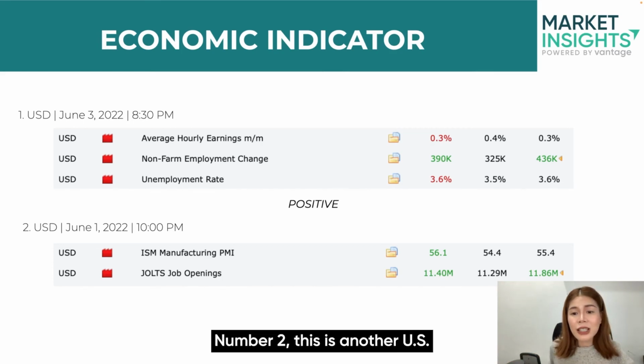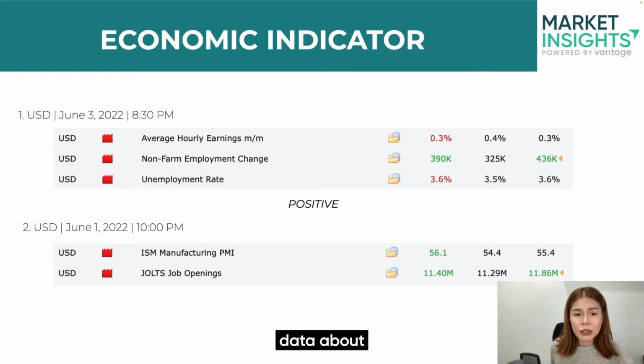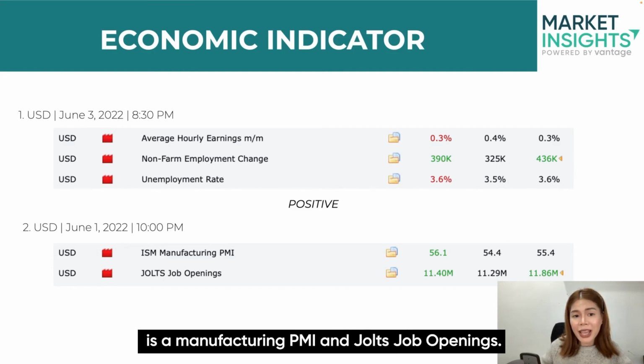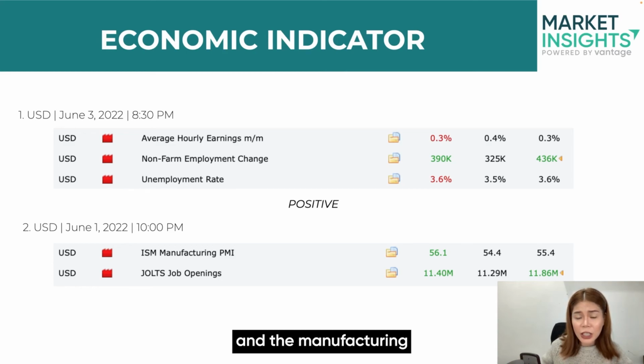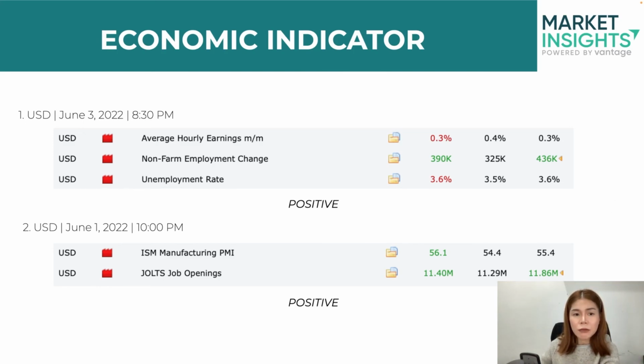Number 2, this is another US data, simultaneously released together: ISM manufacturing PMI and JOLTS job openings. Both of them are positive, better than forecasted. And the manufacturing PMI is even better than previous. So no question about it, this is a positive data.